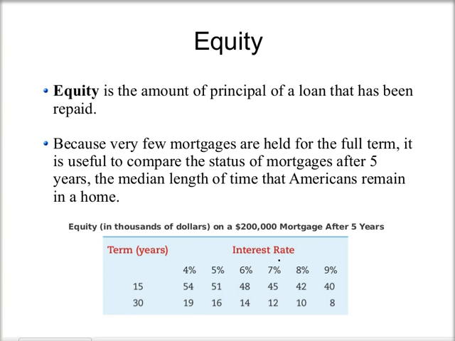So if we look at this chart, we can see the equity on a $200,000 mortgage after 5 years. You can see that if you've got a 15-year loan, you're going to have a lot more equity after 5 years, somewhere between $54,000 and $40,000. Whereas if you go with the 30-year loan, you're going to have a lot less equity after 5 years, somewhere between $19,000 and $8,000. And you can see that the interest rate here is affecting how much equity you have in your home. So the higher your interest rate is, the lower equity you're going to accrue over the years.